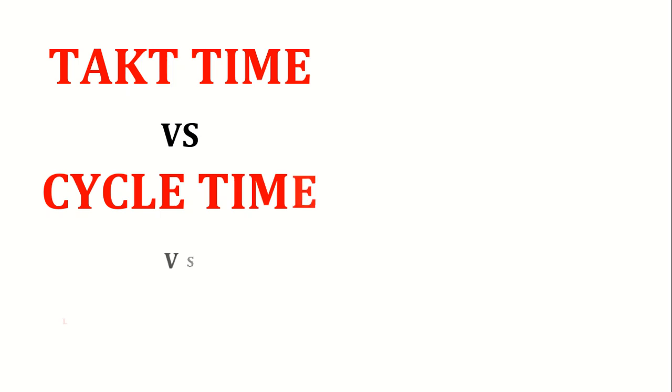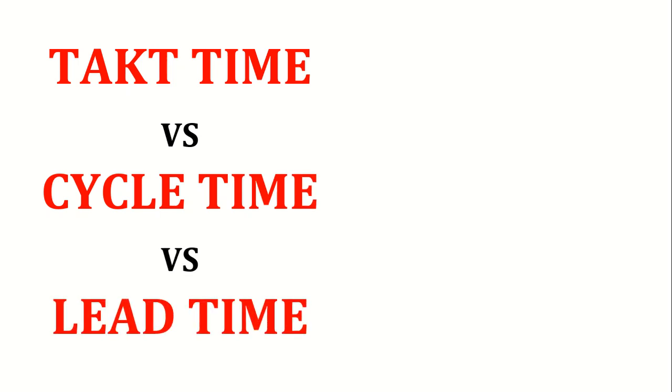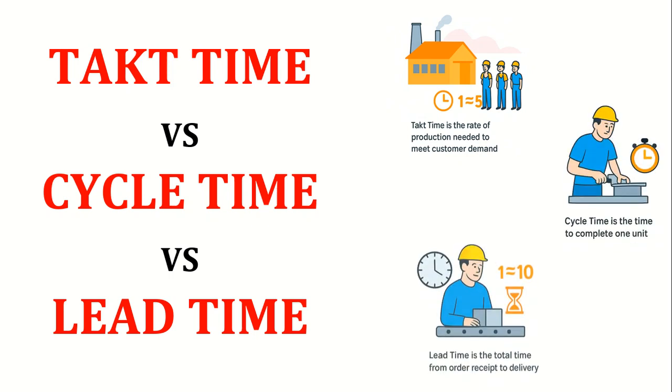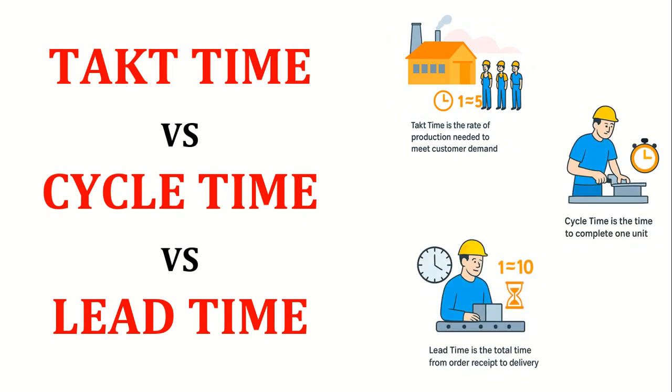Hi, friends. Today, we're going to settle one of the most common points of confusion in lean manufacturing: takt time, cycle time, and lead time. These three time concepts look similar, but they actually describe three completely different things. And understanding them correctly can transform the way you plan, manage, and improve production. Let's break them down in the simplest and clearest way possible.